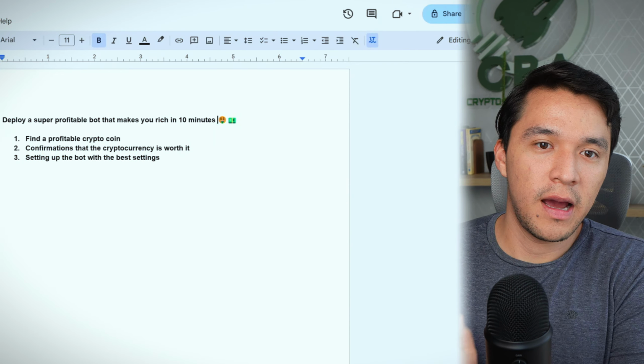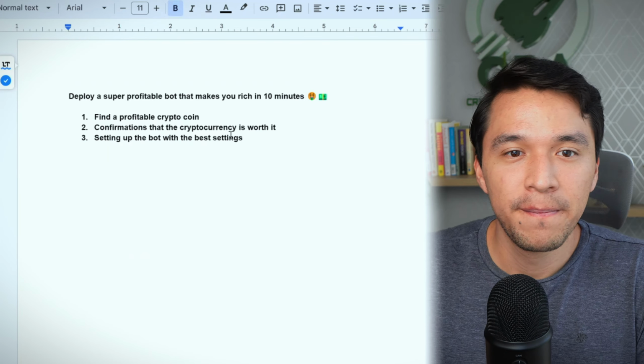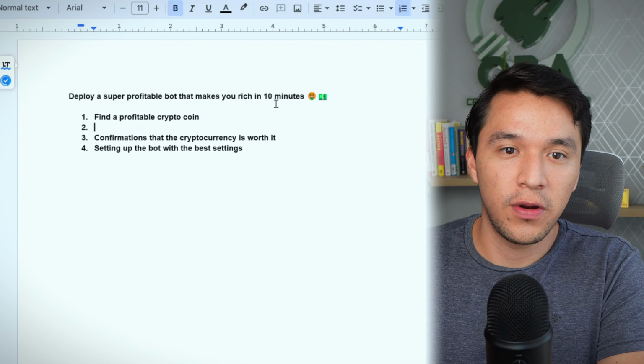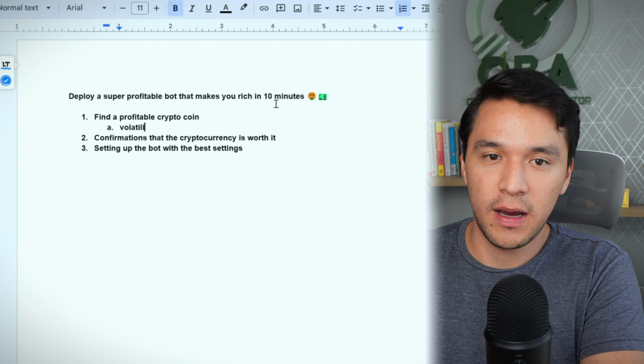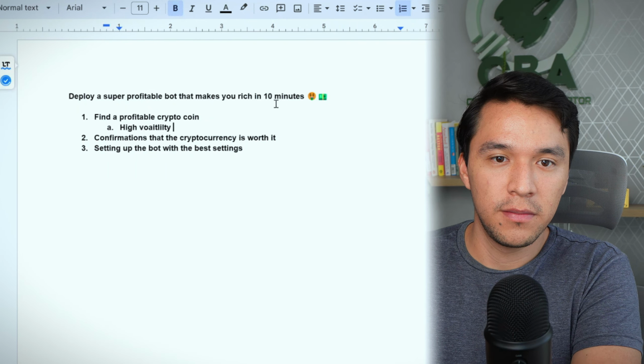All right, so here I have this document: Deploy a super profitable crypto trading bot that makes you rich in 10 minutes. Guys, that is a joke, so please do not take it seriously. But anyway, the first step is finding a profitable crypto coin, right? So what we're going to do here is look for something that has high volatility.